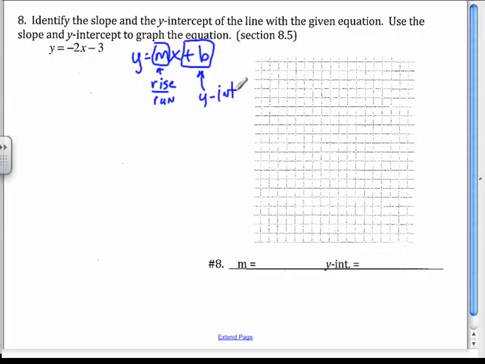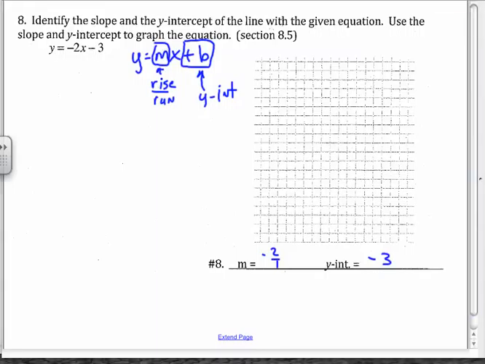Okay? So when it says identify the slope and the y-intercept of the line, I know the slope for this thing is going to be negative 2 over 1, and the y-intercept is going to be negative 3. Now I'm going to erase that so we can see the equation, but you now know where it came from. Okay? Now it says use this to graph the equation.